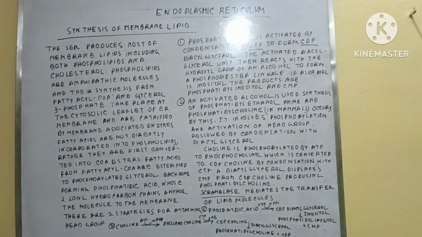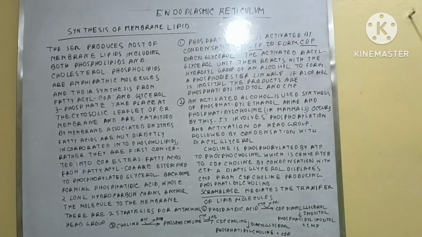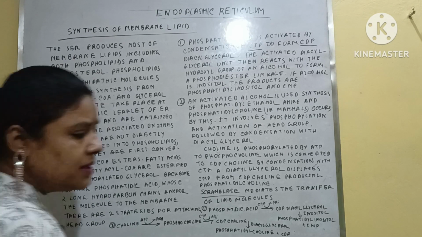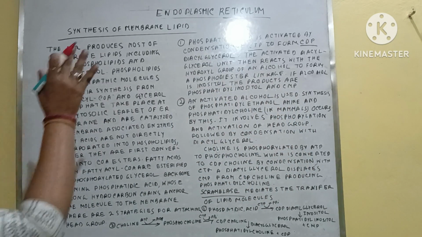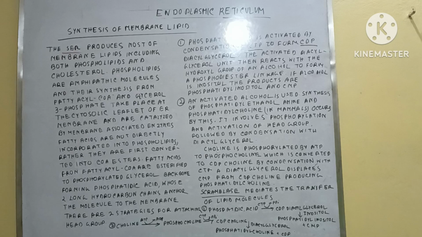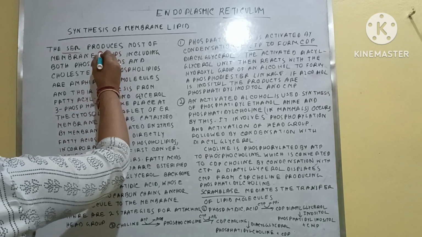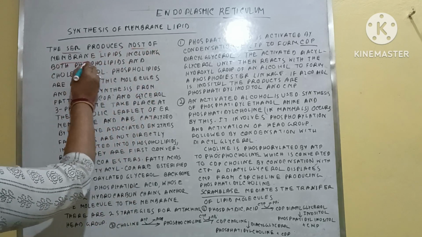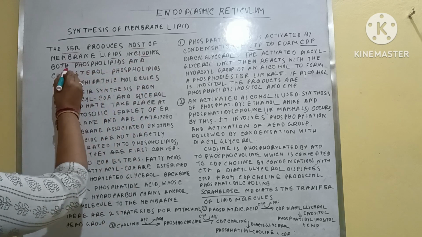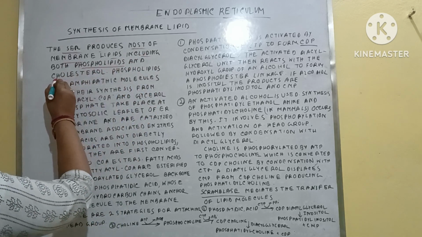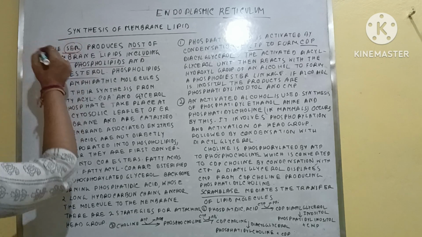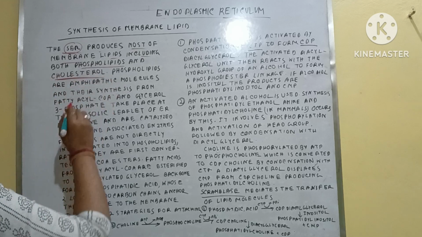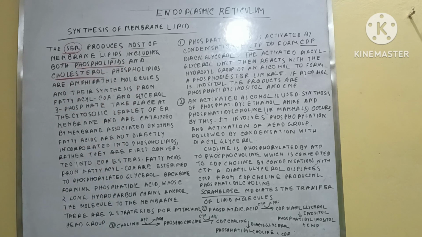Let's continue. That is the synthesis of membrane lipid. Here the synthesis of membrane lipid is occurring in the ER. The ER generally produces most of the membrane lipids, including both phospholipids and cholesterol. So what kinds of lipids are produced in the ER? Generally cholesterol and phospholipids.